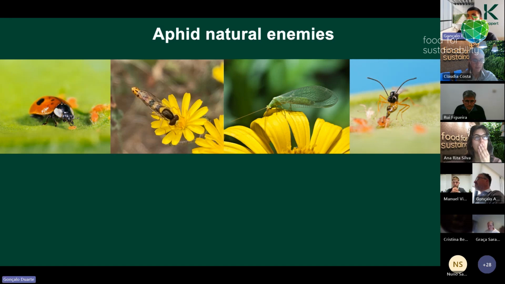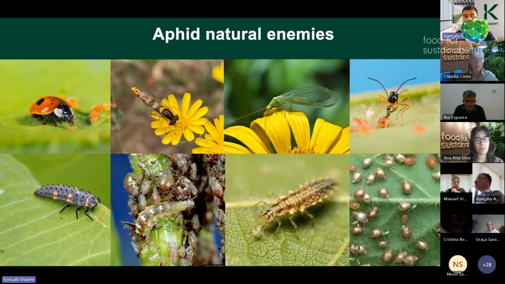This is just a slide to show you that we usually recognize the ones from above, which are the adult stage of predators or natural enemies. But few people, or specialized people, tend to know also that these ugly ones from the below row are also the ones that contribute the most. These are the larval stages of these predators, and they are usually the ones that do most of the job.